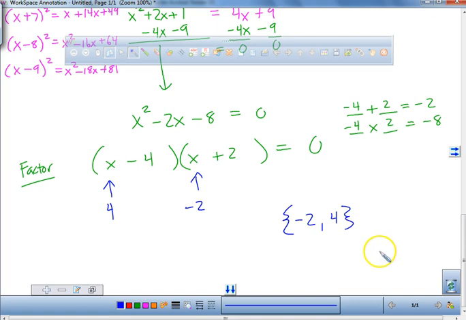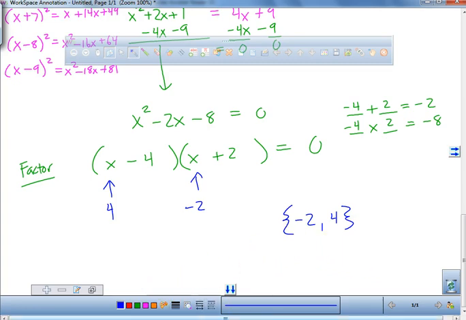But if you stopped the video right now and wrote that down, you would be wrong. You would want to watch the next part, because one of these answers does not work. One of them is what's called an extraneous solution. How do we know which one works? Well, we take these answers and plug them back in.